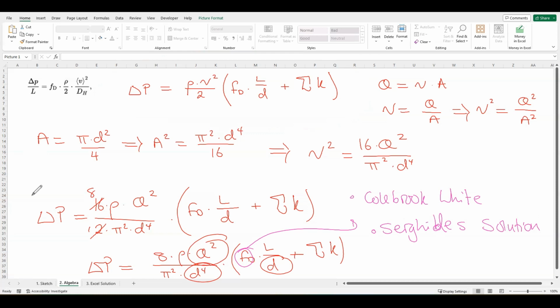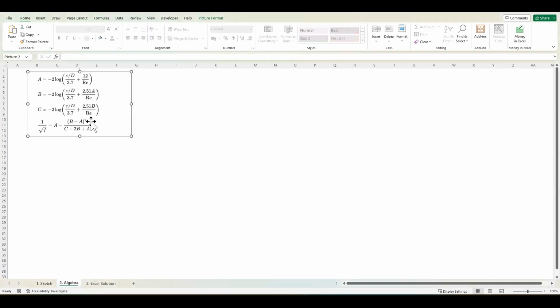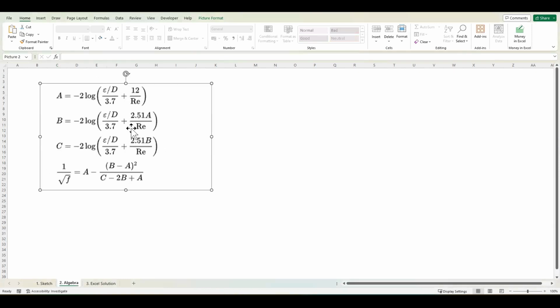So, Serghides solution, we found on Wikipedia. So if we just drop that in there, you can see that it's an approximation for the Darcy friction factor. So 1 over the square root of the friction factor is this lumped parameter A minus B minus A all squared over C minus 2B plus A. So again, these lumped terms are defined above.